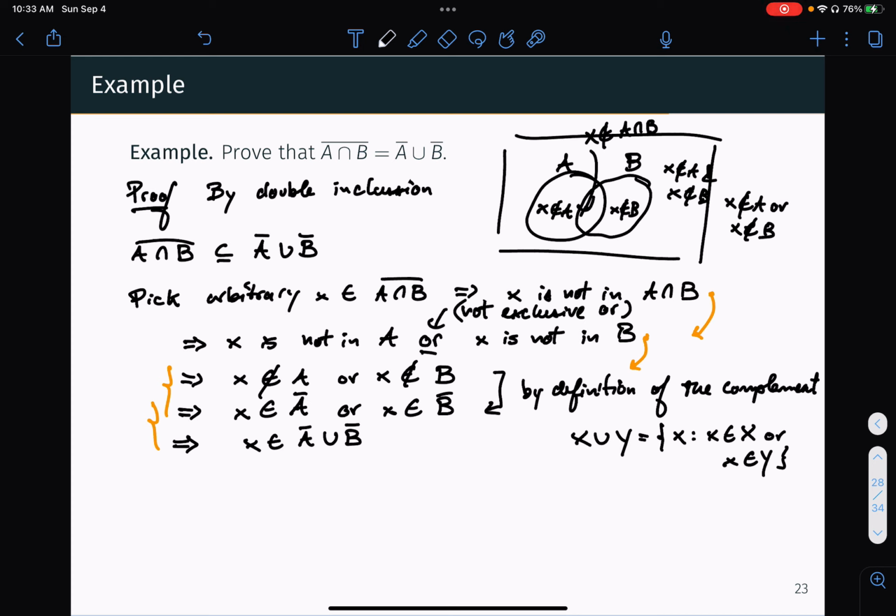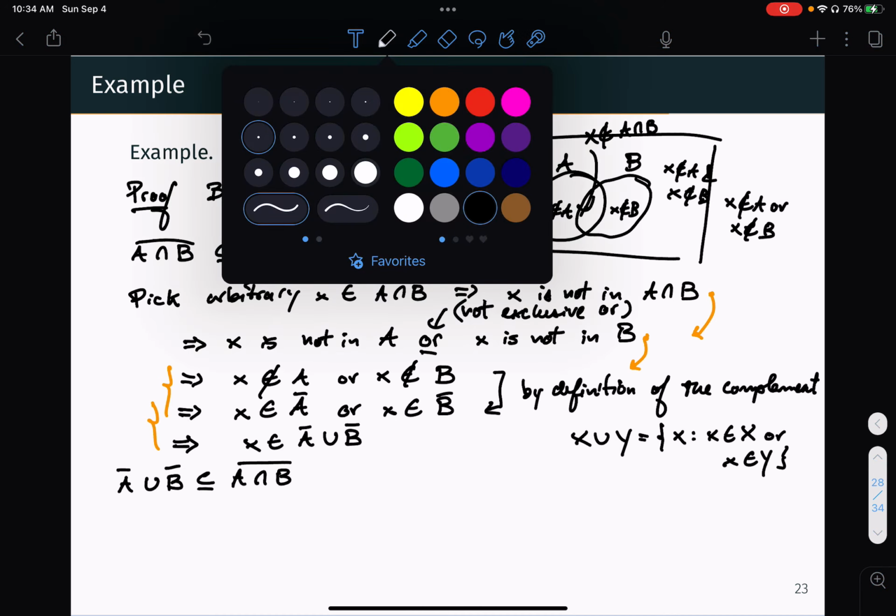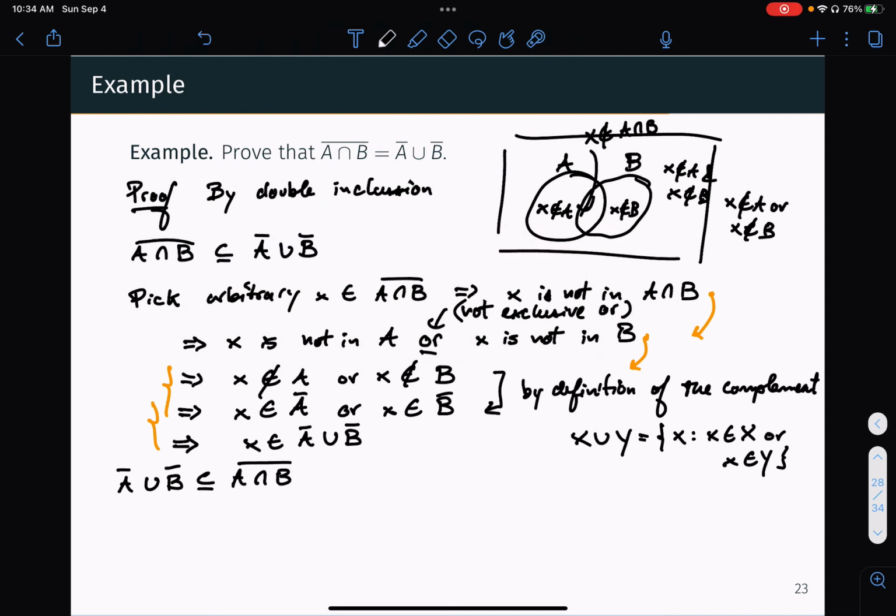The other direction of the inclusion is now I need to show that A complement union B complement is a subset of the complement of A intersect B. Okay, so I'm going to again do the same thing. I'm going to reduce my font size, I think, so I have more space. So I'm going to pick X in A complement union B complement. So what does that imply? That means that X is in A complement or X is in B complement, right?